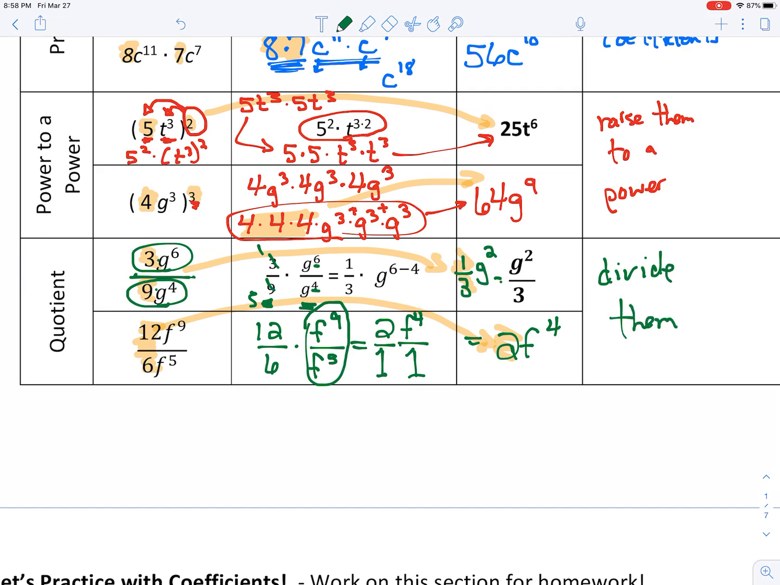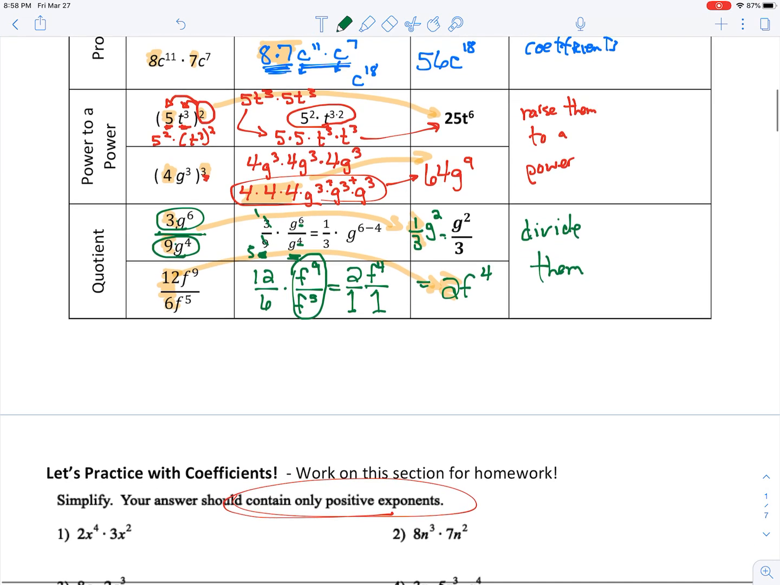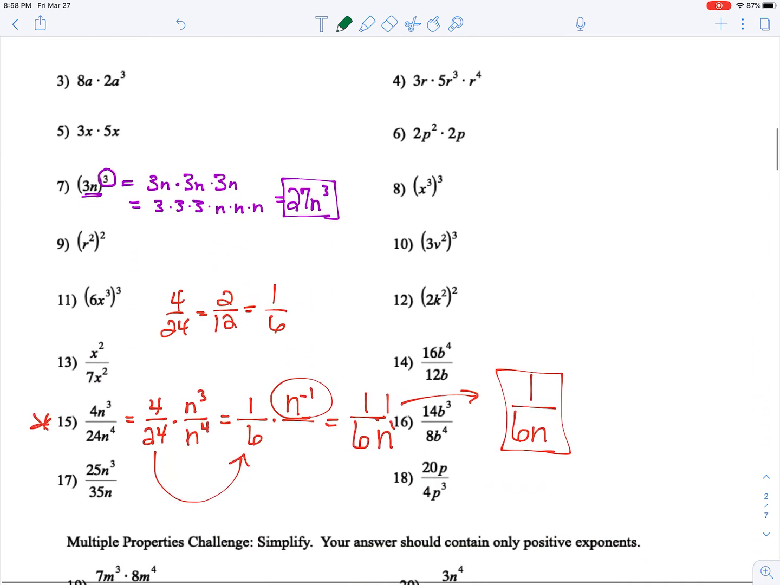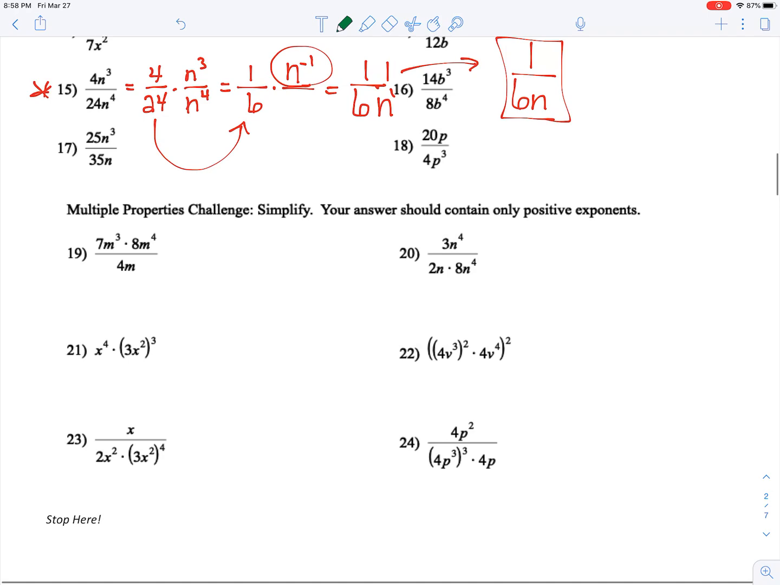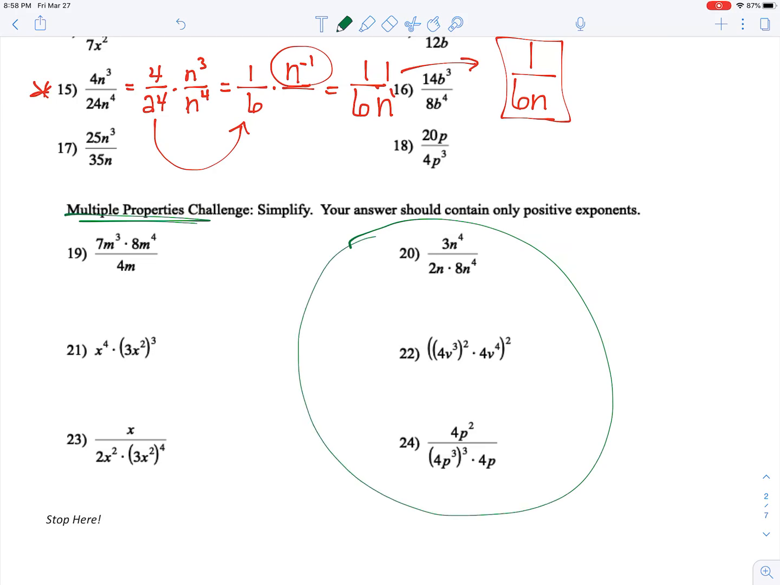Now in the next video, I'm going to go over a couple of examples. They're probably ones that are combinations of them, what we'd call like multiple properties, kind of a challenge. So tune in for the next video if you'd like to see some of those work.